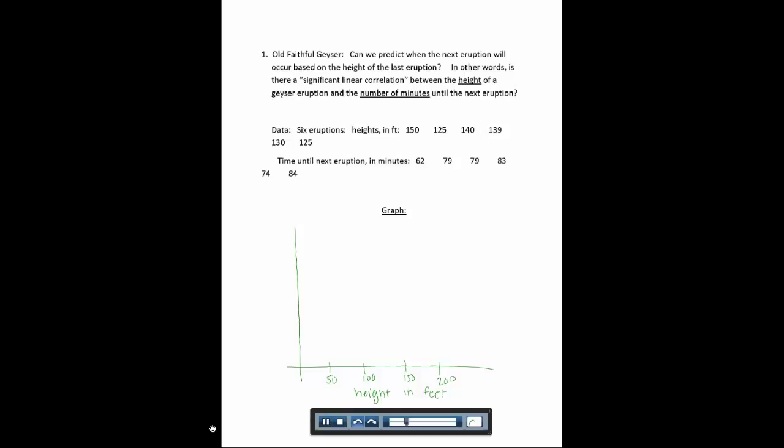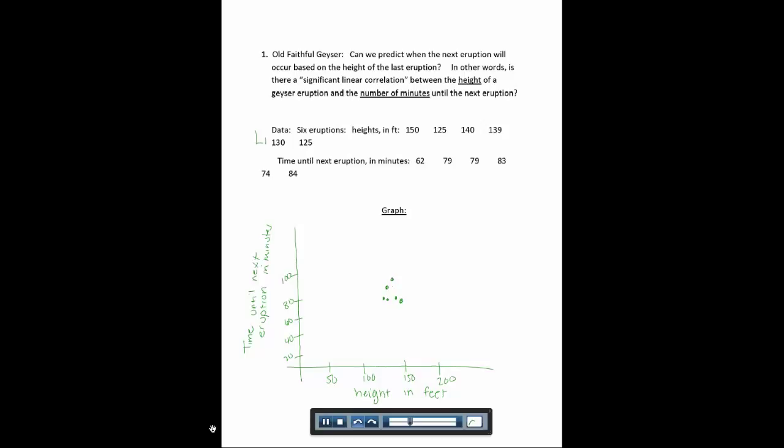You're going to put those into L1 in your calculator. And then the time until the next eruption we'll put along the y-axis, and this is in minutes. We're going to go 20, 40, 60, 80, 100. I know you know how to make scatter plots, so I'm going to pause this and create the scatter plot. Okay, so here we have our scatter plot.